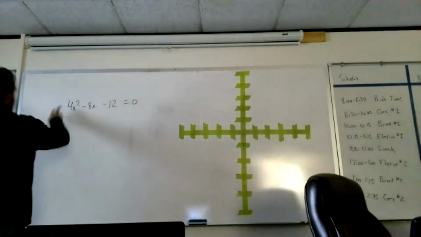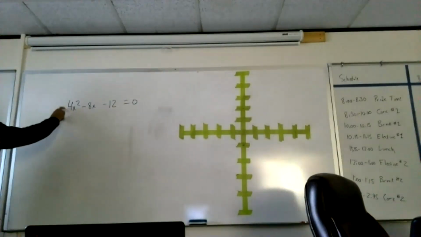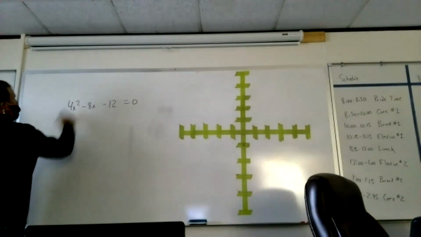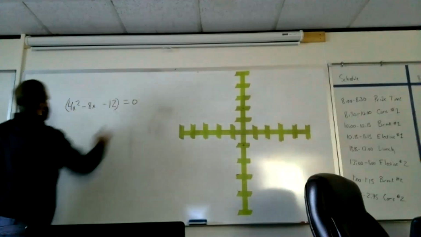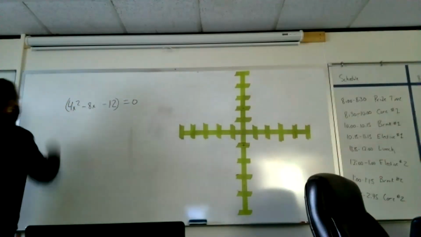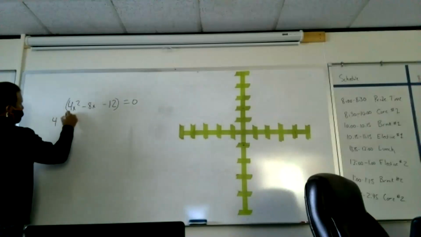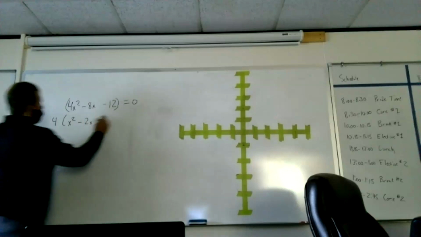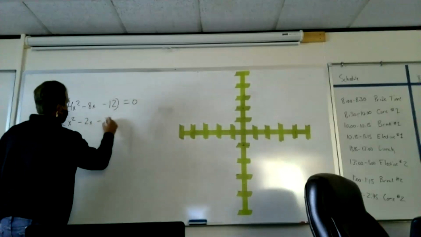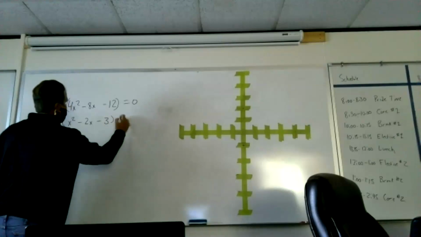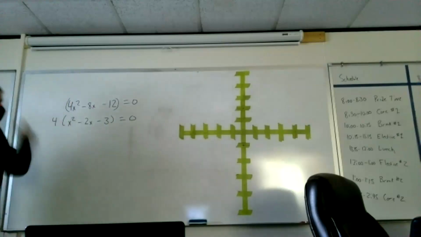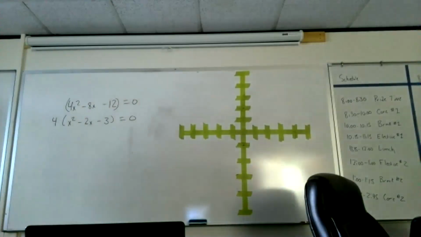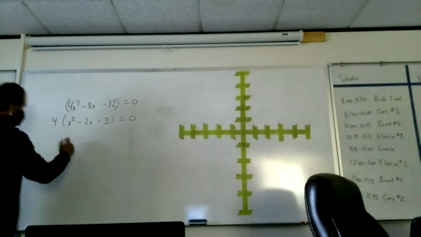So I don't have a negative a value, so I'm good there. I can factor out the greatest common factor, which in this case would be 4. So 4 factored out, that makes that 2x squared minus 2x minus 3. Once again, this is all set equal to 0. And then I can use my box that you learned in Algebra 2 or however you factor. We can factor this trinomial.